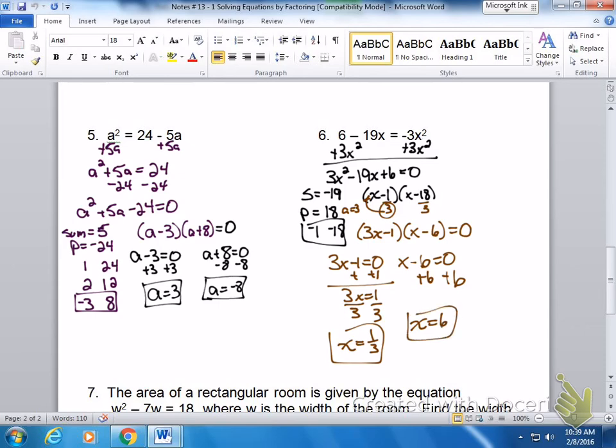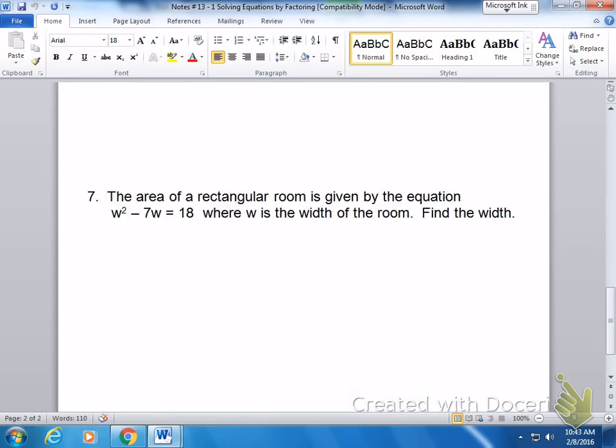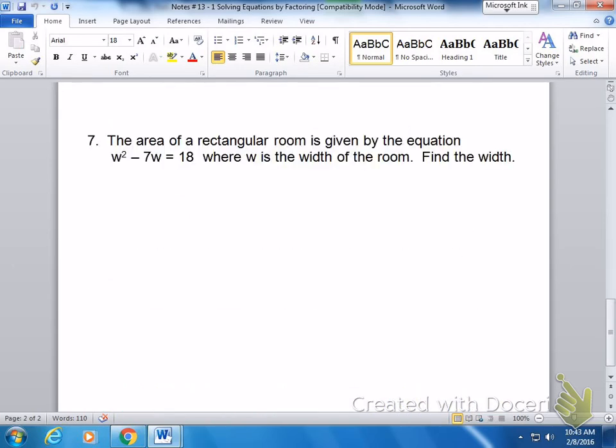All right, let's do the last one. The area of a rectangular room is given by the equation w squared minus 7w equals 18, where w is the width of the room, find the width. So again, we have to get this in the right order. I'm going to keep the w squared and the minus 7w over there, and I'm going to subtract 18 from both sides. And I get w squared minus 7w minus 18 equals 0.